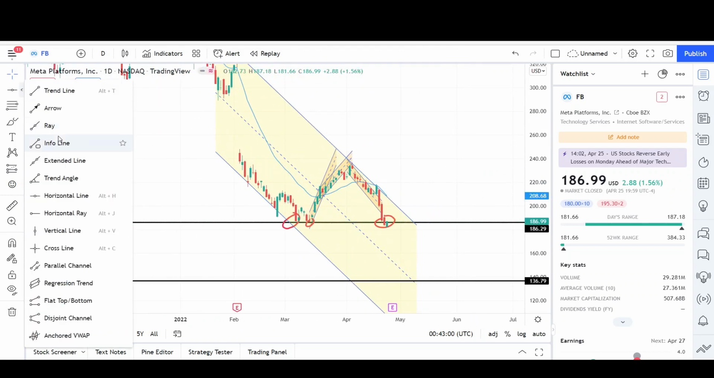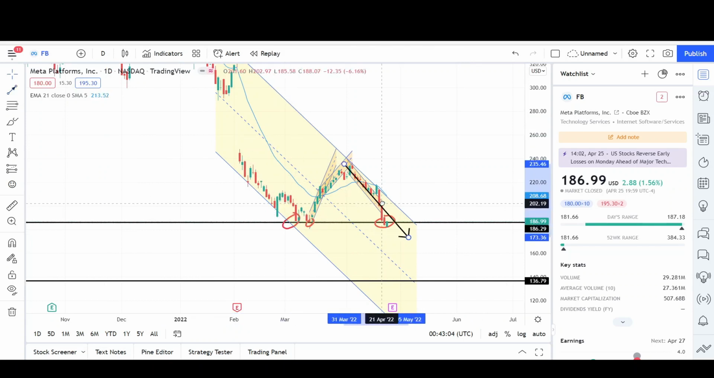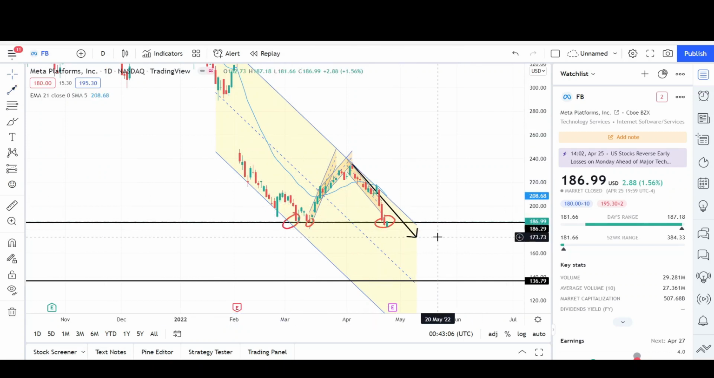If I were to give it a short-term target, this would be the measured move right here, and the target is right at the 173 level. However, I think Tuesday is probably going to be a green day, just because the market is definitely oversold and definitely looks like it wants to pull back.